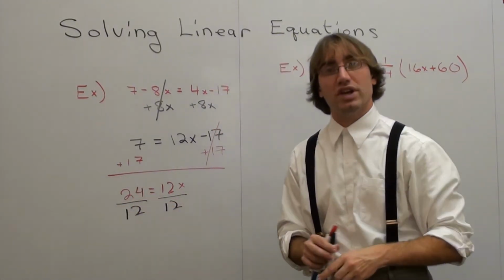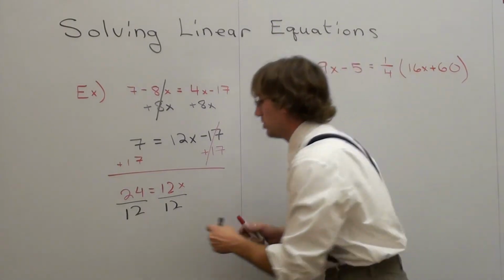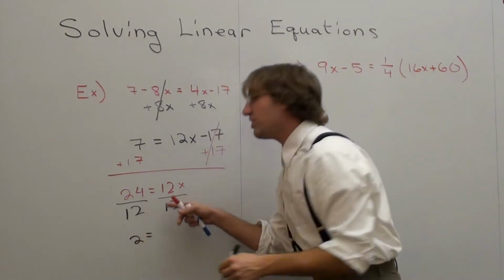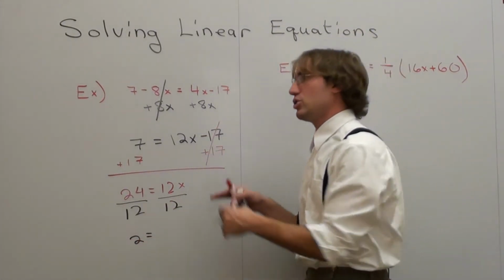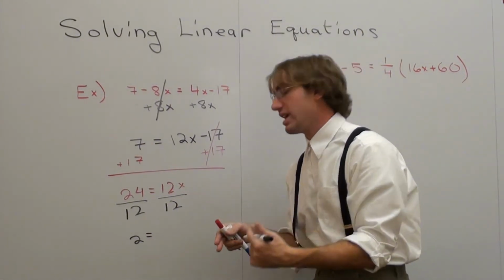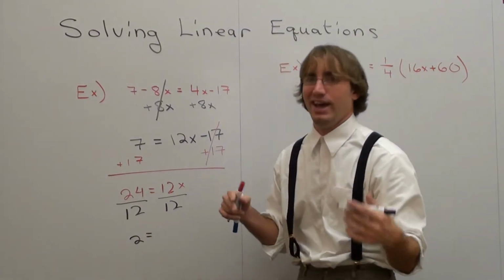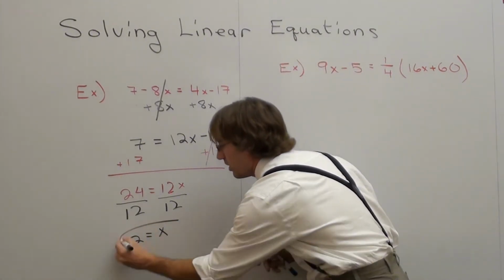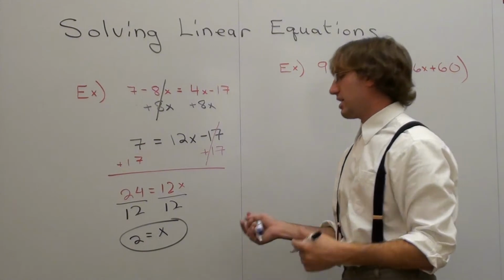24 divided by 12 is 2. 12 divided by 12 is not 0, it's 1. But it's 1x, and 1x and x are the same, so I'm not going to put 1x, I'm just going to put x. There you go. Now, there is one last thing I should say though.